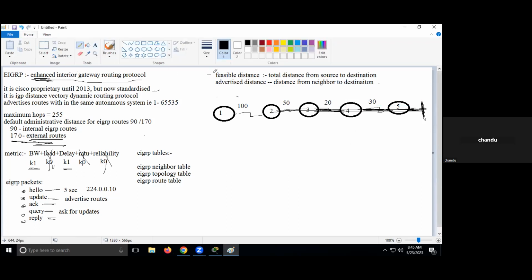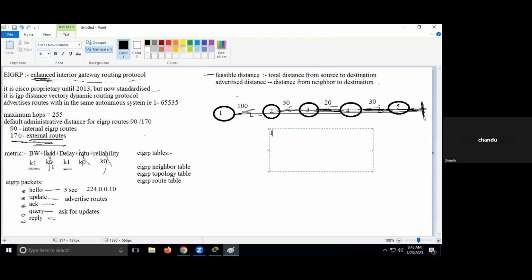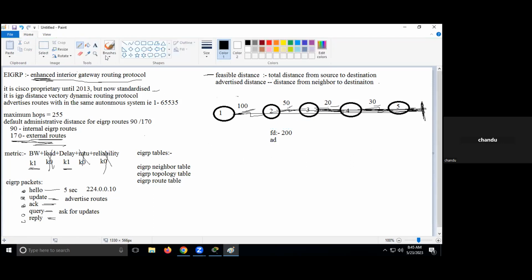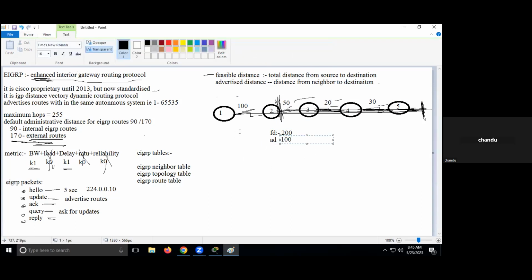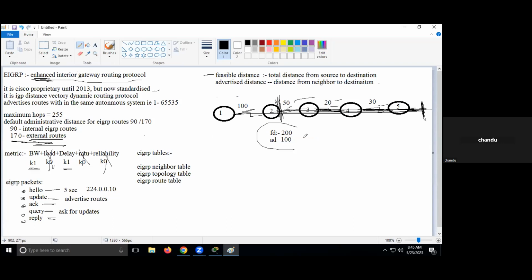So when you say FD value, it is the total distance from the source to the destination: 100 plus 50 is 150, 20 plus 30. So here the FD value is 200. Now when you say AD, it is the advertised distance, the distance from the neighbor to the destination: 50, 20, 70 plus 30, 100. Always the FD value will be greater than the AD value.